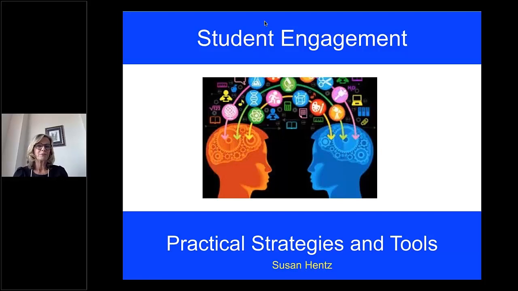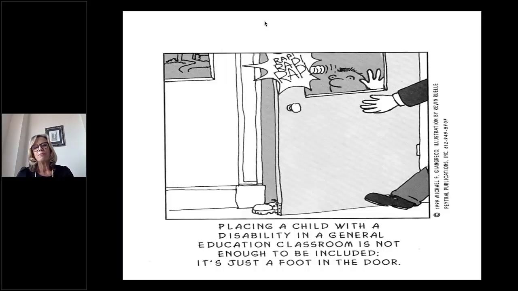I'm super excited to have the opportunity to talk in more detail about student engagement. Hoping that the learners participating today will have a toolkit of strategies to go back into their schools or classrooms to actively engage their learners. We do know that placing children within a general education classroom is not enough to be included. It's just a foot in the door. This includes all learners, learners with special needs, English language learners, and learners who are high functioning in our classrooms that are often left behind.